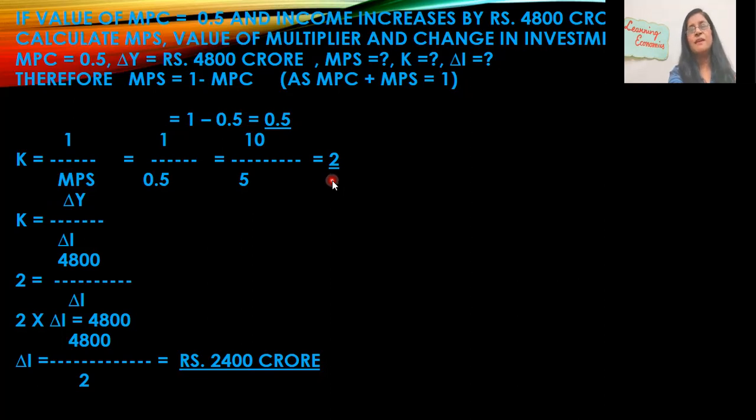That means our income will be increasing twice, 2 times it will increase. And K is equal to delta Y upon delta I, and we want change in income to be 4,800, and we have to calculate delta I. So 2 into delta I is equal to 4,800. So delta I is equal to 4,800 divided by 2, which is equal to 2,400. That means if we want to increase our income by 4,800, we have to increase our investment by 2,400. This is the beauty of multiplier effect, that we can come to know how much income is needed and how much investment we need to earn that part of income.